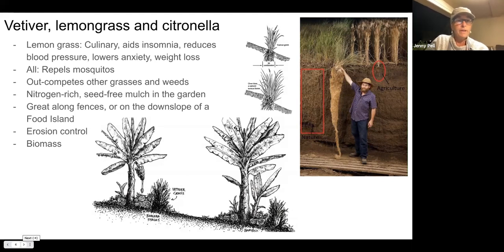They're wonderful along fences. I really like them on the downslopes. Look at that little graphic that shows the vetiver grass, how it grows and it sort of makes a little terrace of its own, right? So stuff will build up behind it, but it also helps to just hold that soil in place. I really like it on a downslope where you're creating a little terraced food island or a terraced edge. So I would always want to put the vetiver, the lemongrass, or the citronella on the downslope side of my food island. Okay.